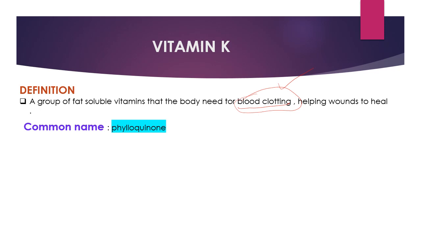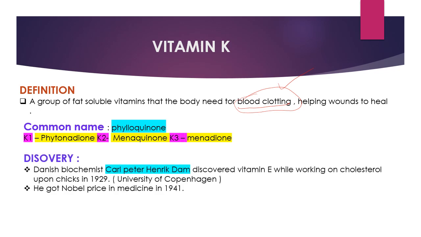Its common name is phylloquinone. As we have already read about the common names of K1, K2 and K3. It was discovered by Carl Peter Henrik Dam in 1929 at the University of Copenhagen. He got a Nobel Prize for his discovery in 1943. Next, its molecular formula is C31H46O2.